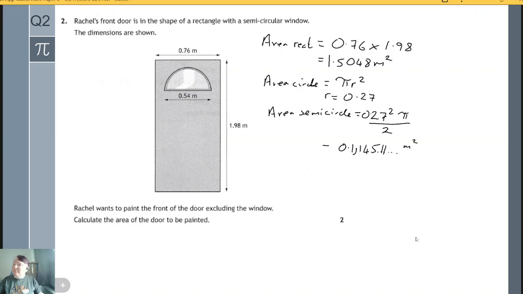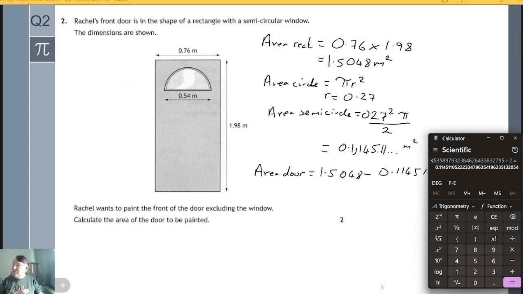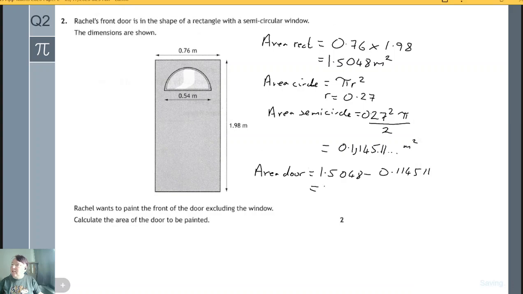Right, okay. So our final answer, the area of the door to be painted, is going to be our rectangle minus our semicircle. So 1.5048 minus 0.114511. I don't need to go into that much detail, to be fair. It's going to get us 1.390289. Now I'm going to round that. That is meters squared, but I'm going to round that to something practical. So centimeter. So 1.39 meters squared to 2 decimal places.